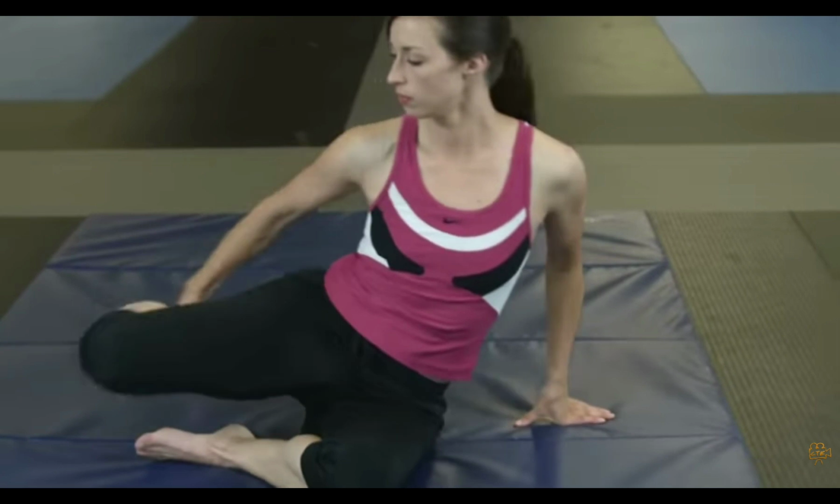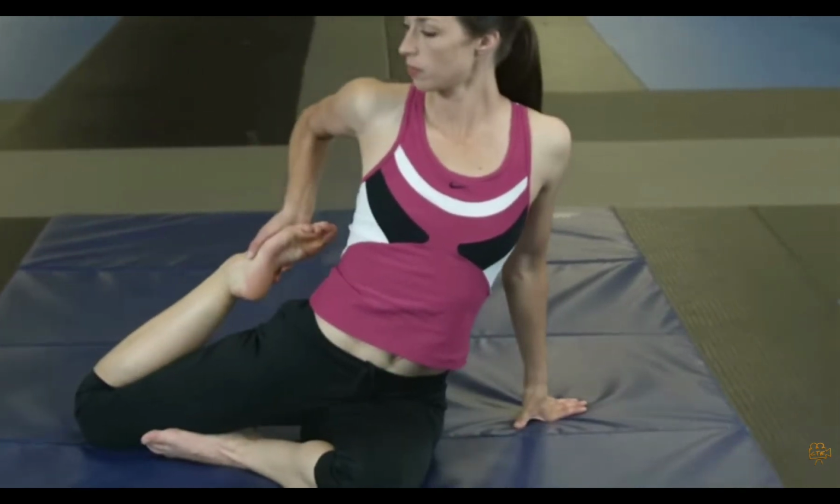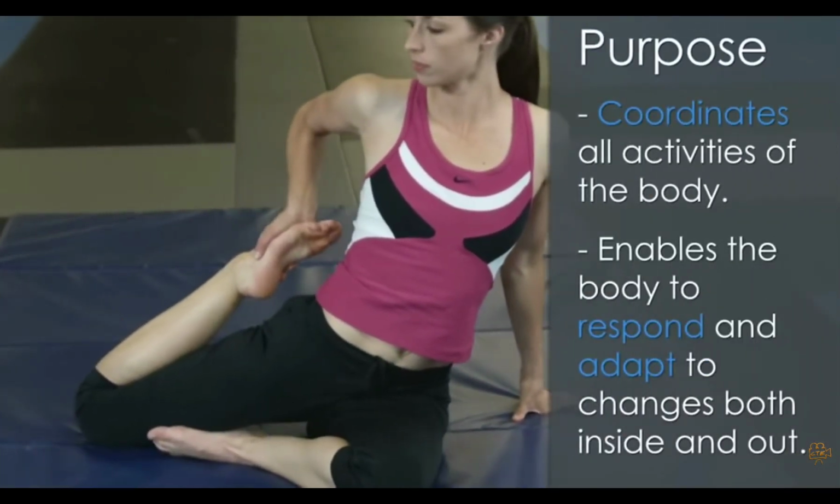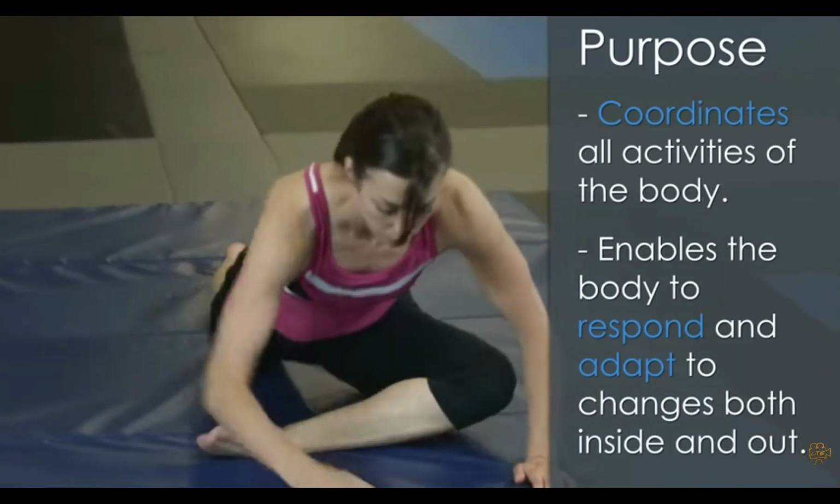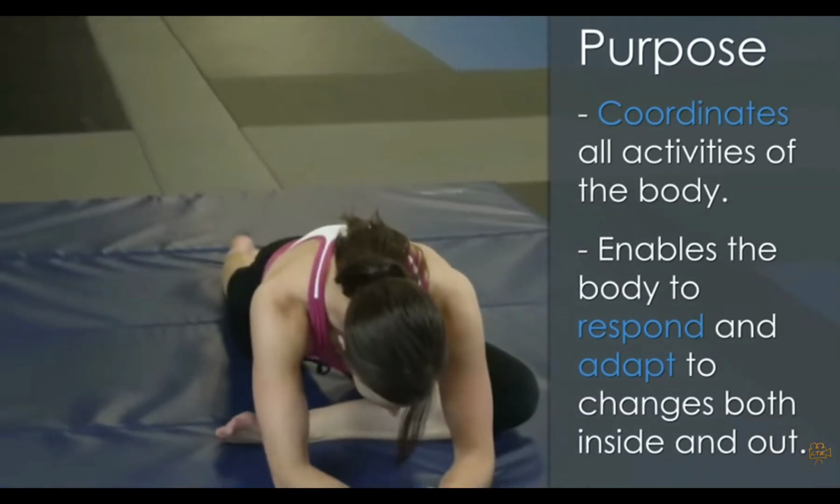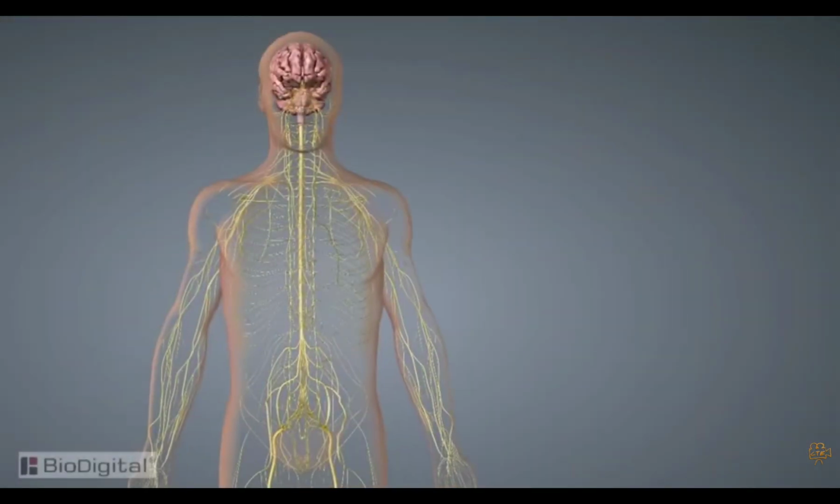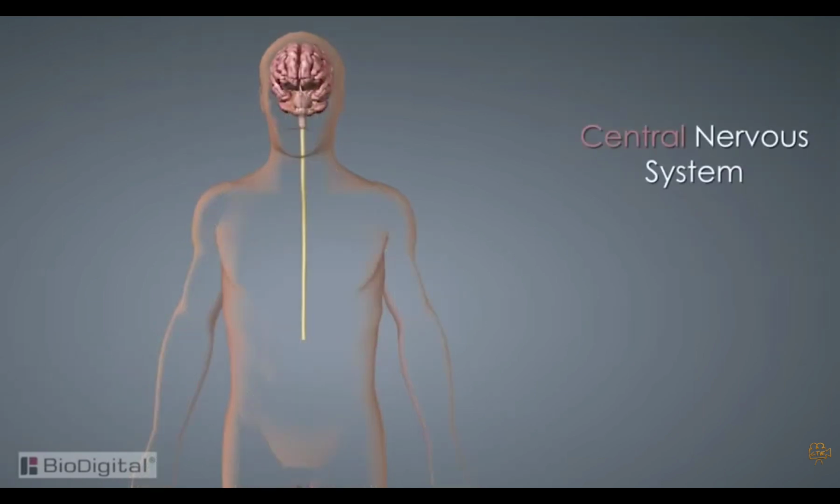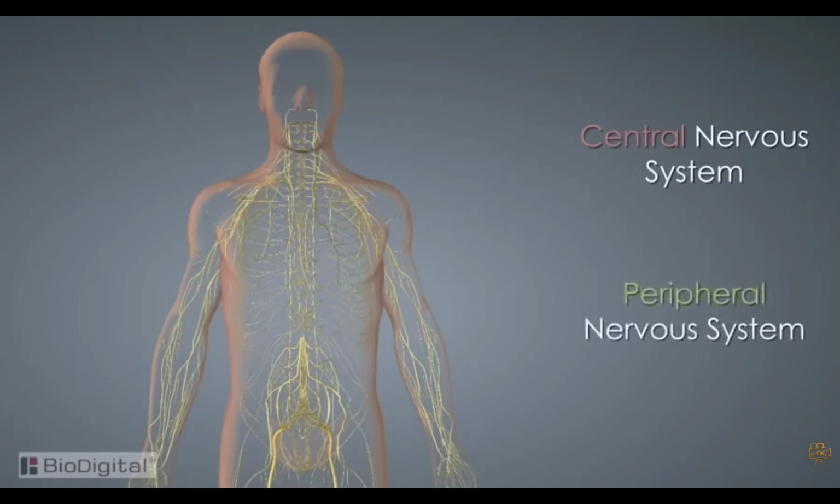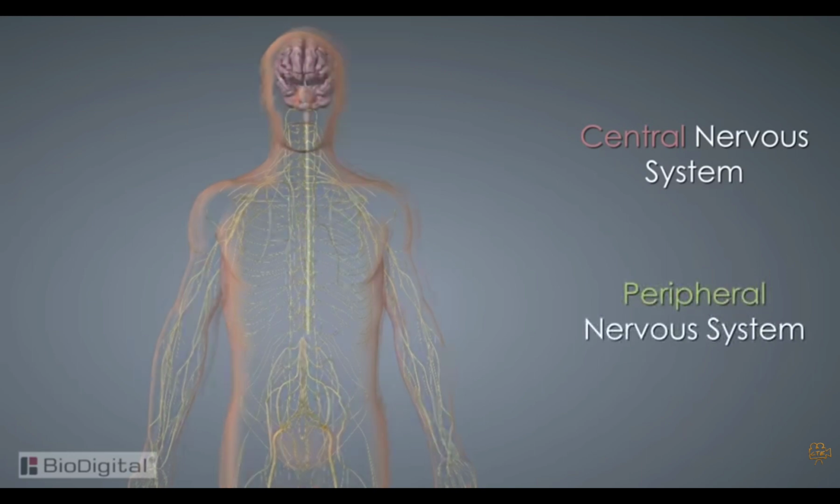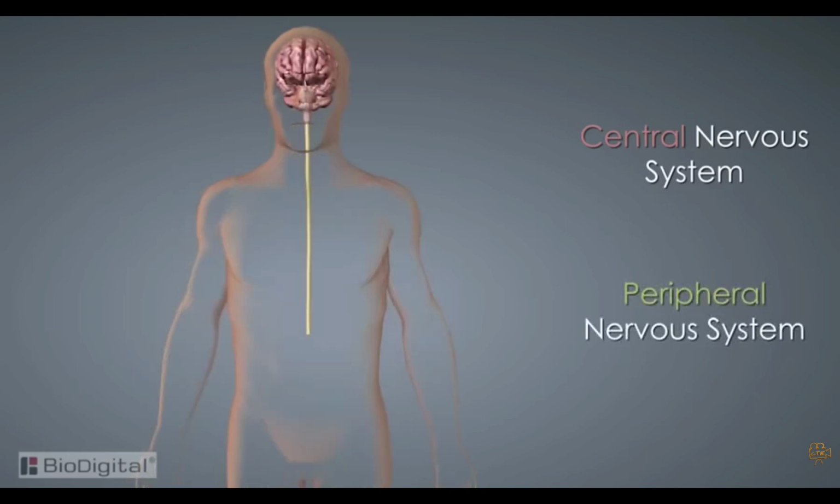To begin, let's look at the primary function of the nervous system. The basic purpose is to coordinate all of the activities of the body. It enables the body to respond and adapt to changes that occur both inside and outside the body. Now, the nervous system is actually split into two parts: the central nervous system and the peripheral nervous system. We'll explore the peripheral later, but first, let's look at the central nervous system.